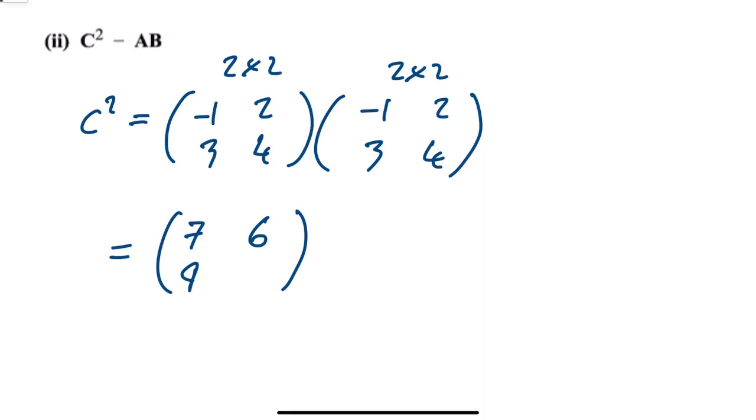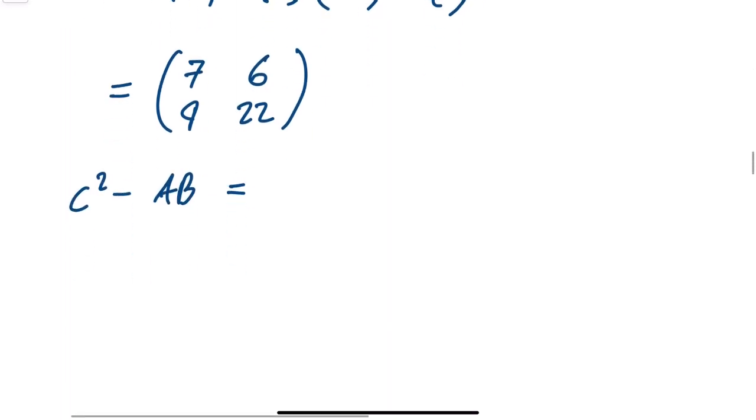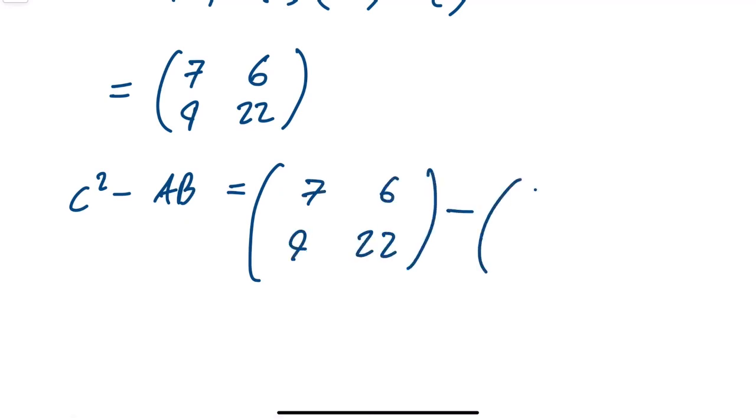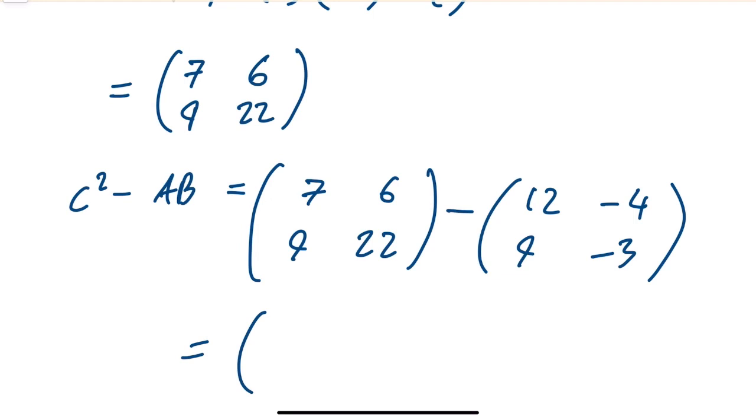3 times 2 is 6. 4 times 4 is 16. That gives you 22. Now the question asks us to do c squared minus ab. So remember, we have got our c squared now at 7, 6, 9, 22. And your ab from earlier on, the previous part, was 12 minus 4, 9 minus 3. And fire that in. Still a 2 by 2.